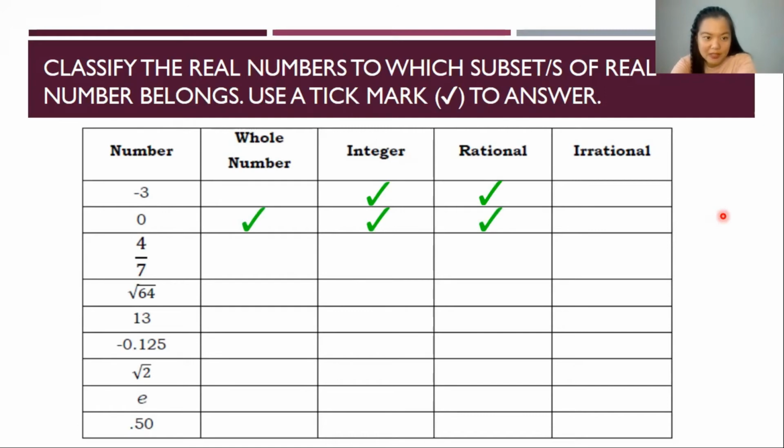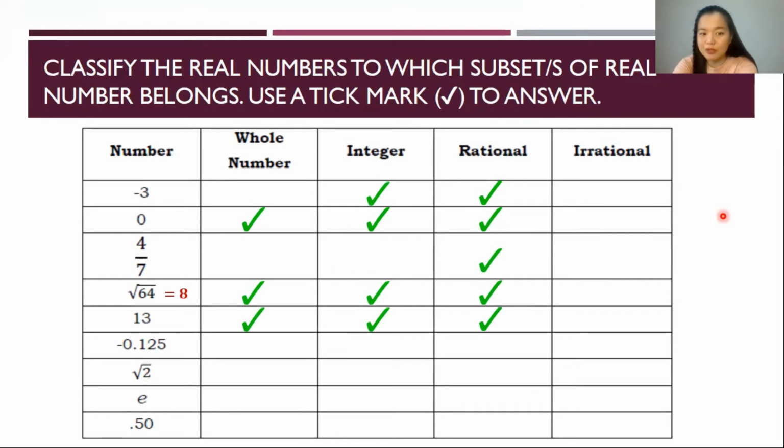And the next one is 4/7. And we know that it is a fraction and fraction belongs to rational numbers. So, yan lang siya. We also have the square root of 64. Simplifying that, we have 8. And we know that 8 is a whole number, an integer, and a rational number. Next one is 13. Siyempre, it is a whole number, also an integer, and also a rational number.